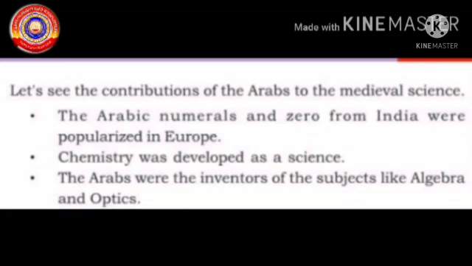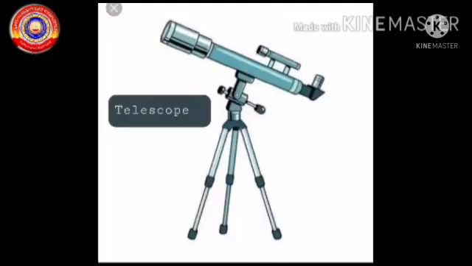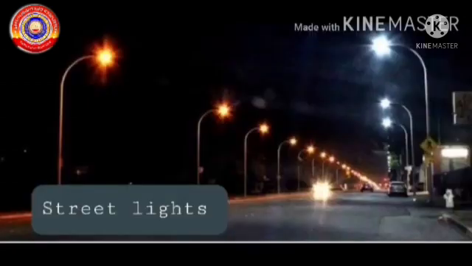Second one, chemistry was developed as a science. Third one, the Arabs were the inventors of subjects like algebra and optics. The Europeans got acquainted with the technological know-how through their Arab contact. Some of them are: first one, the instrument used for making telescope.